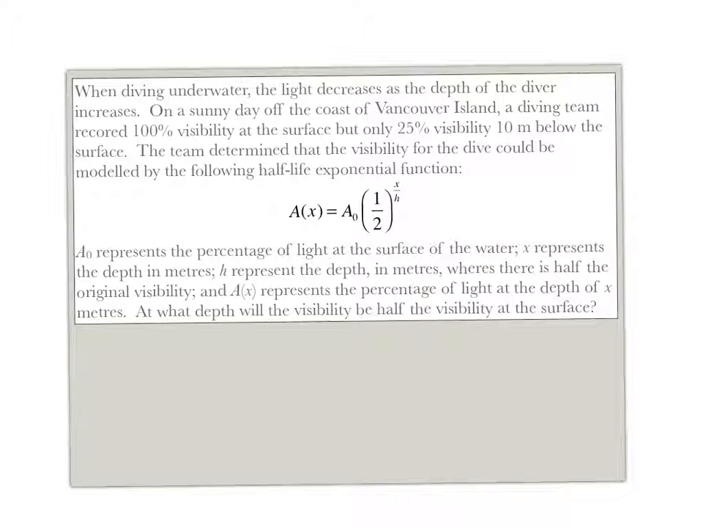So this says, when diving underwater, the light decreases as the depth of the diver increases. On a sunny day off the coast of Vancouver Island, a diving team recorded 100% visibility at the surface, but only 25% visibility 10 meters below the surface. The team determined the visibility for the dive could be modeled using a half-life exponential function.